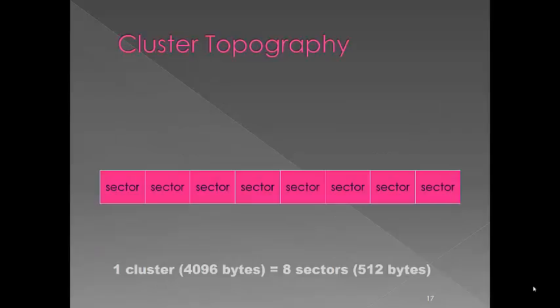So here's the topography of a cluster. Notice there are 8 sectors. Each of these sectors has 512 bytes, and grouped together it's going to be a single cluster of 4,096 bytes. And this is the normal way that these clusters are allocated. And in Linux, this is actually known as a block, not a cluster.